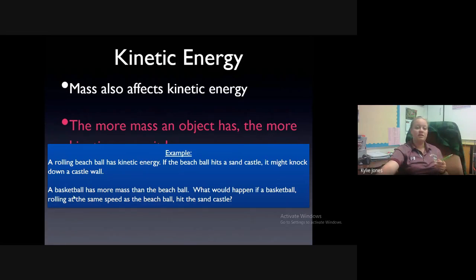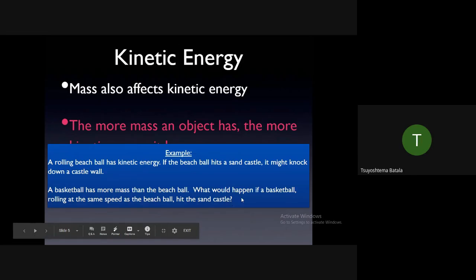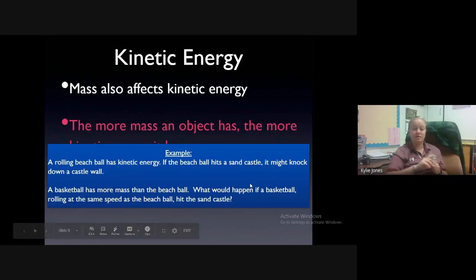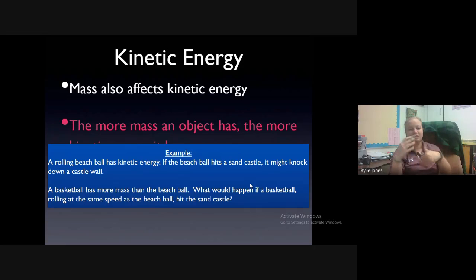Then it says, a basketball has more mass than a beach ball. It's going to weigh more. What would happen if a basketball rolling at the same speed as the beach ball hit the sand castle? It would destroy the whole thing. It's going at the same speed, but it has more mass, so it's going to hit it and have more energy that transfers into the sandcastle and knocks it over.